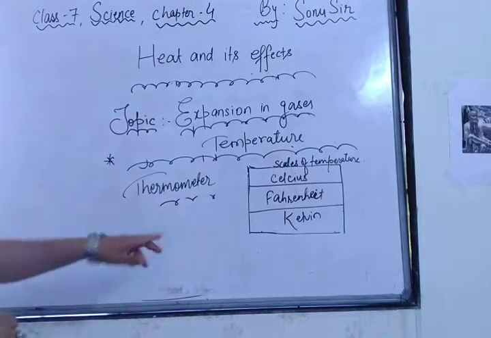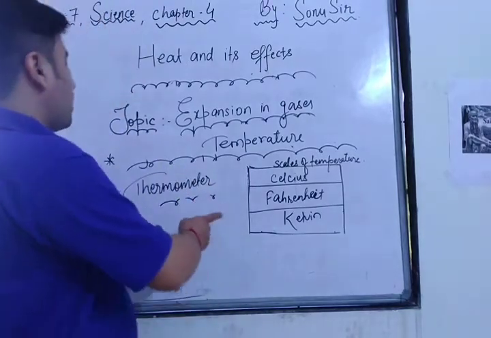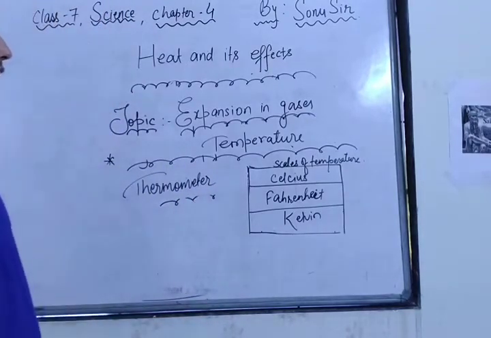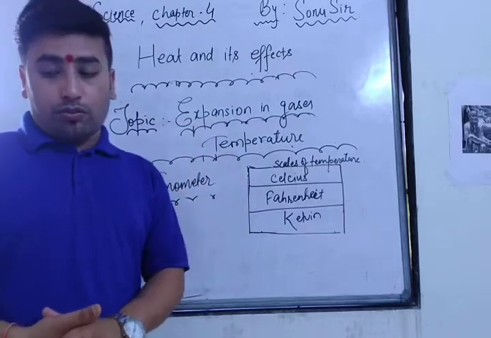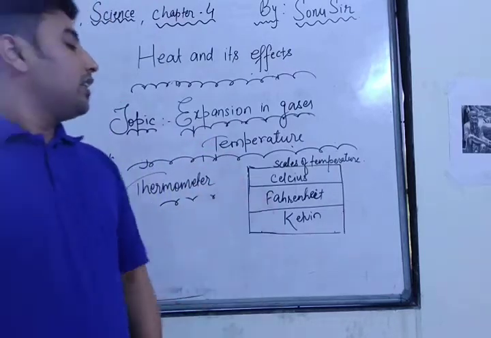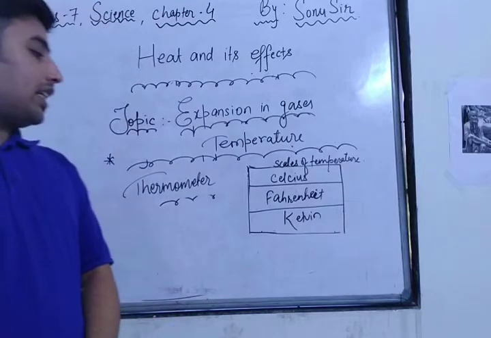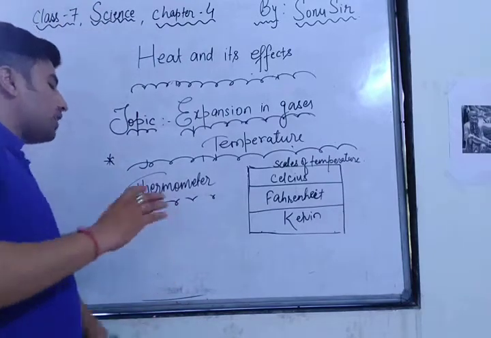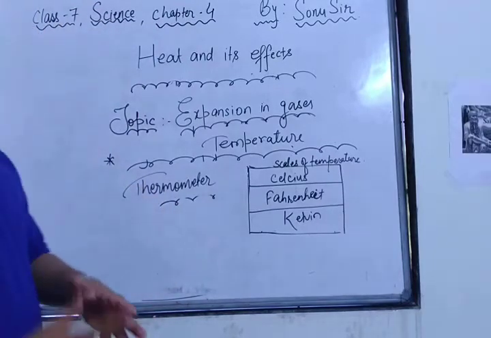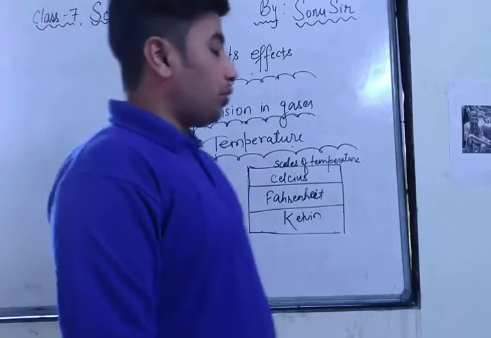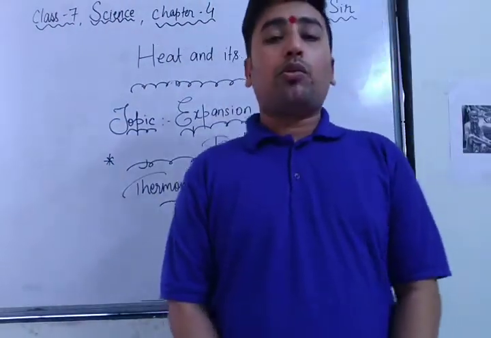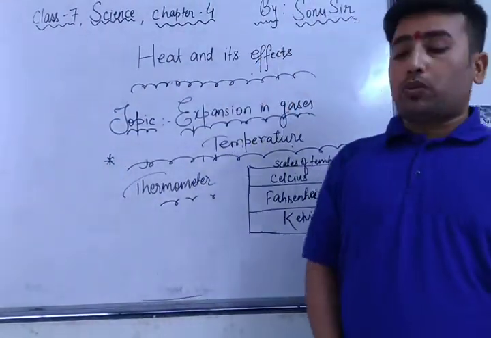Temperature is measured with the thermometer. There are generally 3 scales of thermometer. What are the scales? Celsius, Fahrenheit and Kelvin. First of all, can you tell me what a thermometer is? After getting the knowledge of the thermometer, we will move towards the Celsius scale, then the Fahrenheit scale, and then the Kelvin scale.